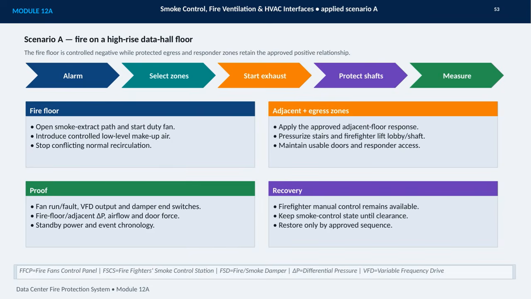At the same time, adjacent floors and egress areas receive their approved response. Stairs and the firefighter lift lobby or shaft are pressurized, while doors remain usable and responder access is maintained. The response must also be proved, not simply commanded. Verification includes fan status, VFD output, damper end switches, pressure difference, airflow, door force, standby power, and the event chronology.